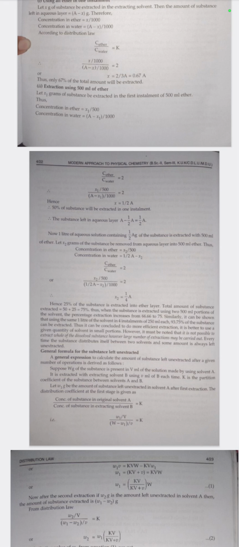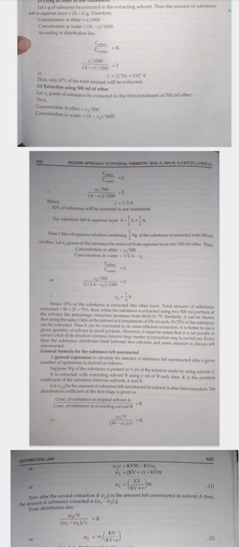Thus, when the substance is extracted using two 500 ml portions of the solvent, the percentage extraction increases from 66.66 to 75. Similarly, it can be shown that more can be extracted with more portions, and it can be concluded that for more efficient extraction, it is better to use a given quantity of solvent in small portions. However, it must be noted that it is not possible to extract the whole of the dissolved substance. Even if a large number of extractions are carried out, every time the substance distributes itself between the two solvents, and some amount is always left unextracted.